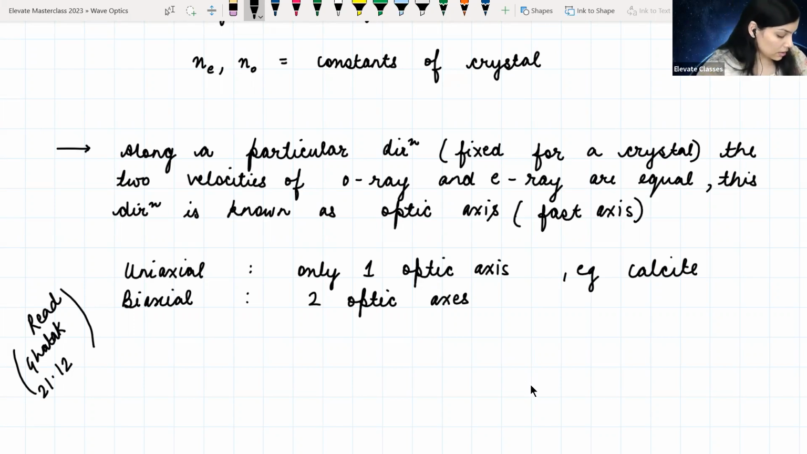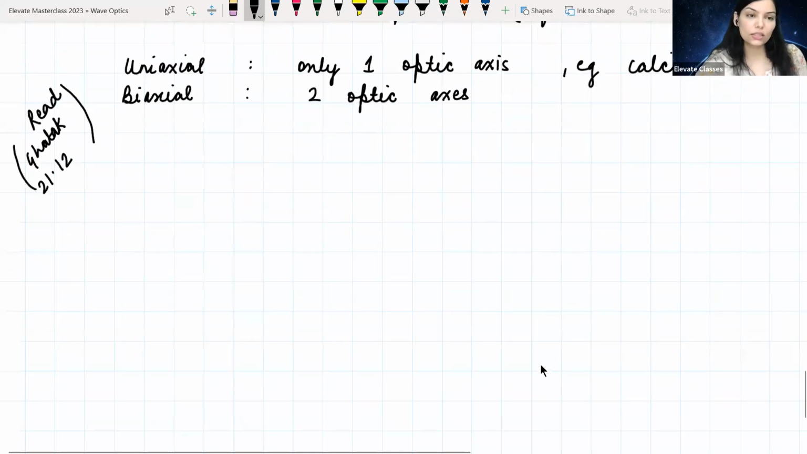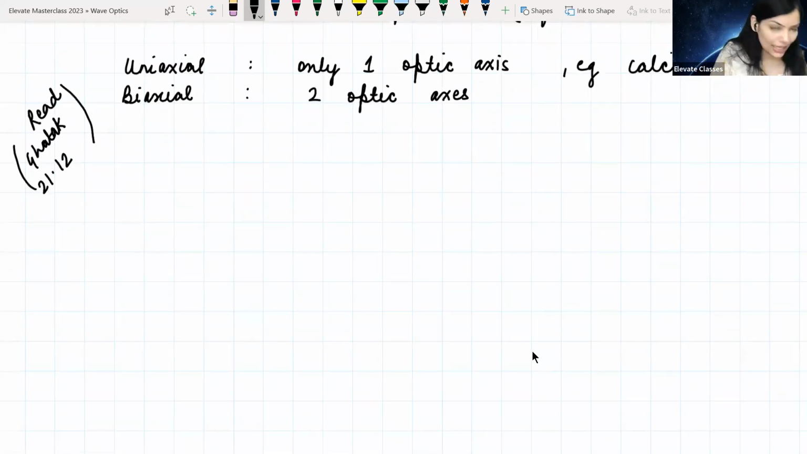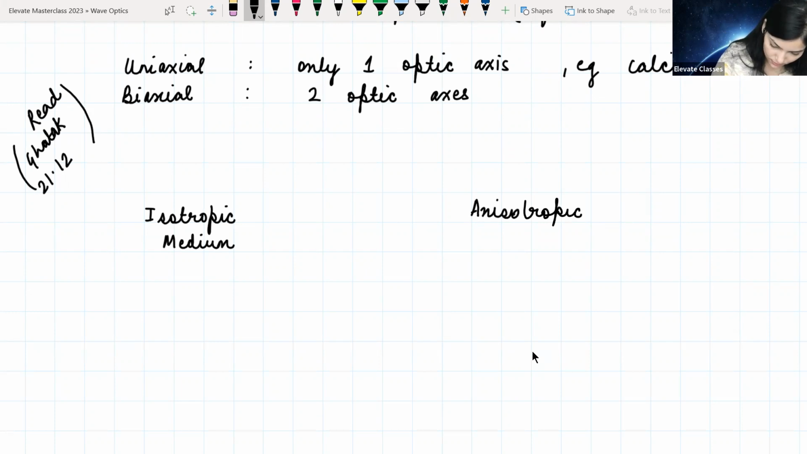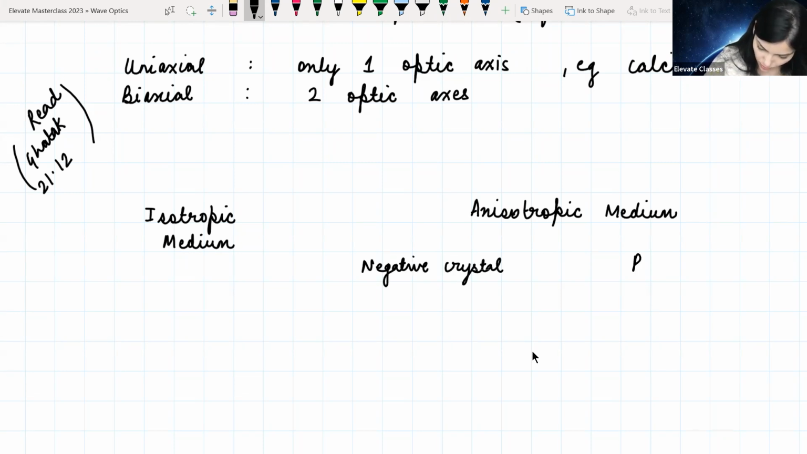ठीक है. So now next एक ये diagram है, I think ये तो कर ही लेना चाहिए. ठीक है. So एक isotropic, because it sort of helps you visualize the wave fronts. Okay. So let us consider an isotropic medium and an anisotropic. So anisotropic में I can consider a negative crystal and a positive crystal.